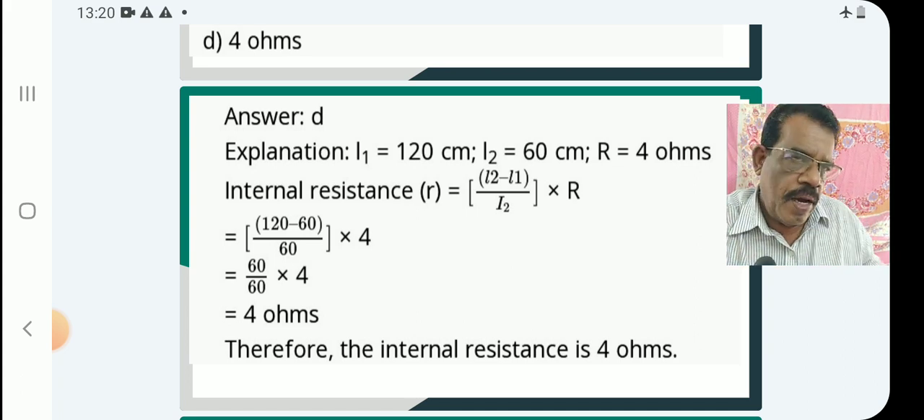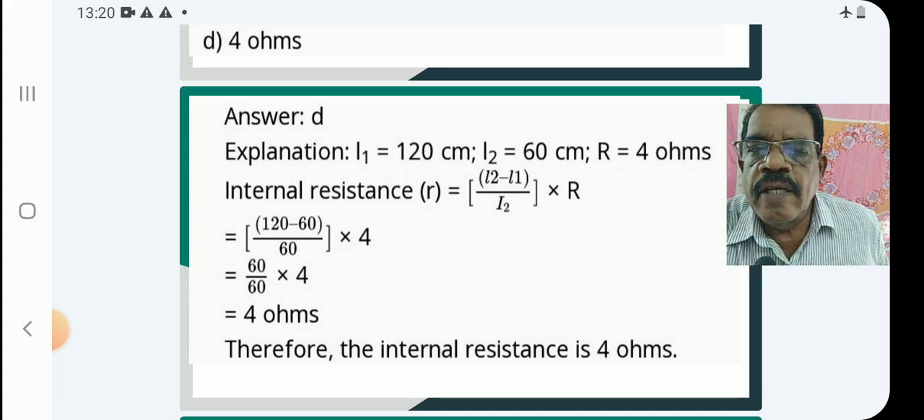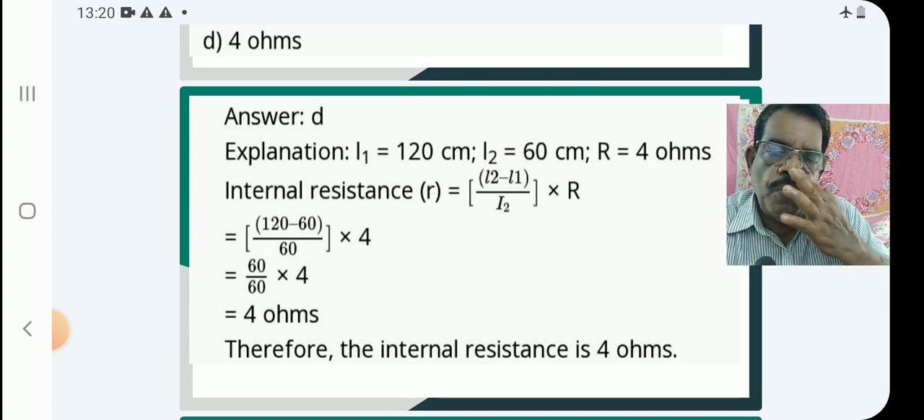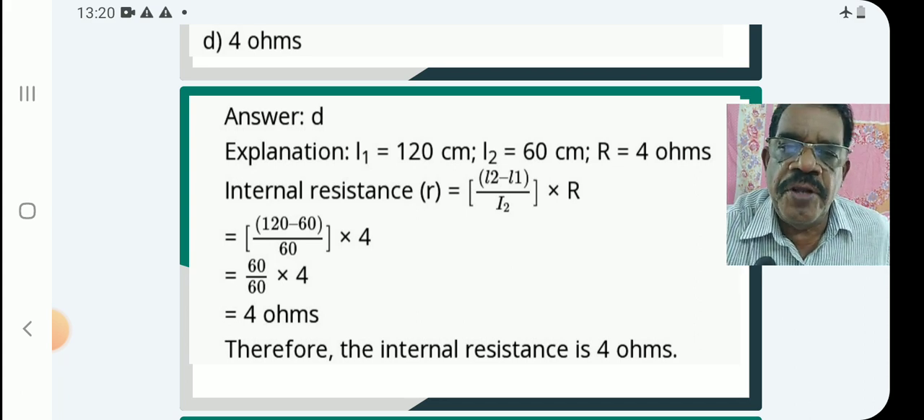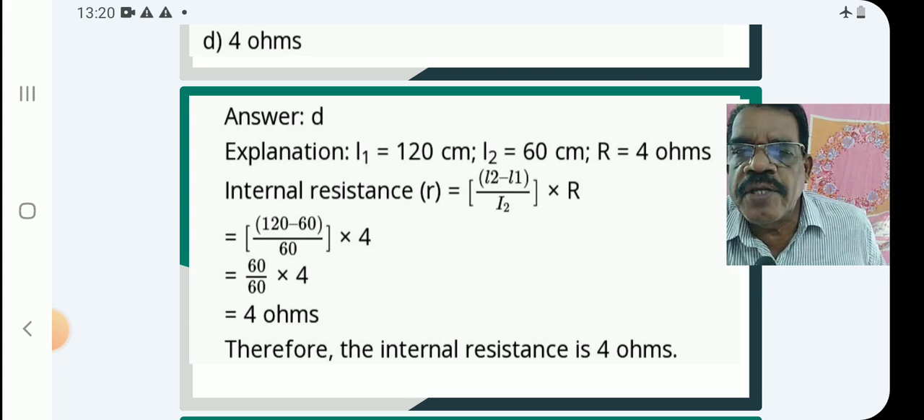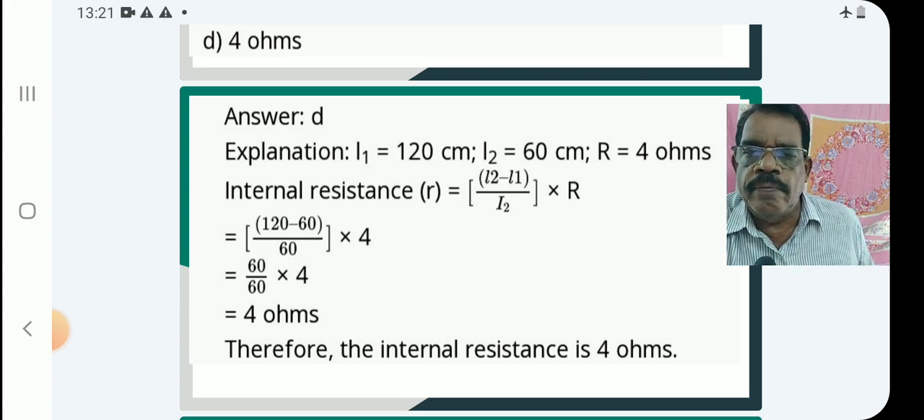That is the formula. R is the resistance taken in the box, L1 is the balance length in the open circuit, and L2 is the balance length in the closed circuit. You read the theory. Internal resistance small r is equal to R into L1 minus L2 by L2. In this equation, it is written as L2 minus L1. Actually, it is L1 minus L2. You correct the formula accordingly.